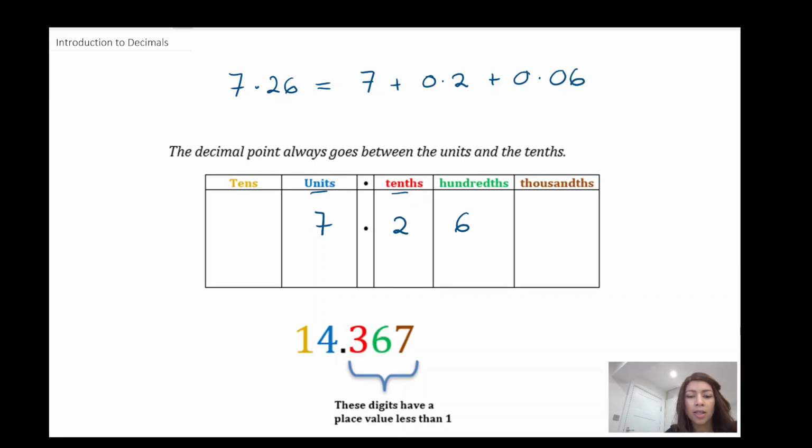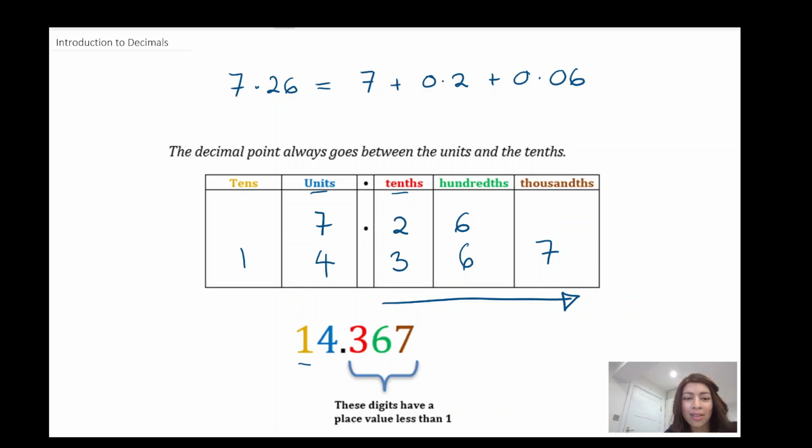14.367. We can see here there is 1 ten, there are 4 units, then we have the decimal point, then we have 3 tenths, 6 hundredths, and 7 thousandths. Now remember, all the digits on the right hand side of the decimal point have a place value of less than 1.